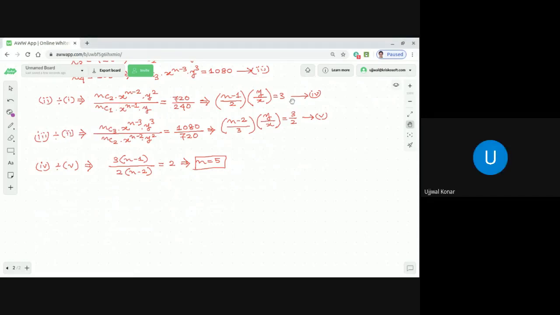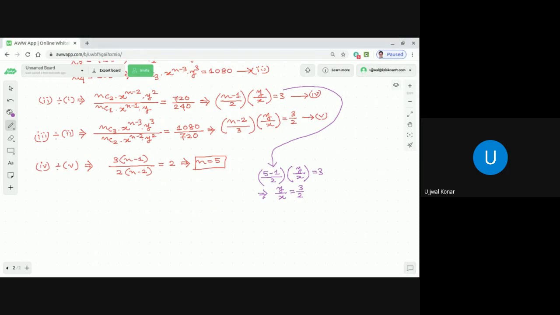We can apply the value of n = 5 in this equation. What are we going to get? So (5 minus 1) by 2 into y by x is equal to 3. Correct? So from here, what do we get? From here, we get the value of y by x is equal to 3 by 2. Correct or not?